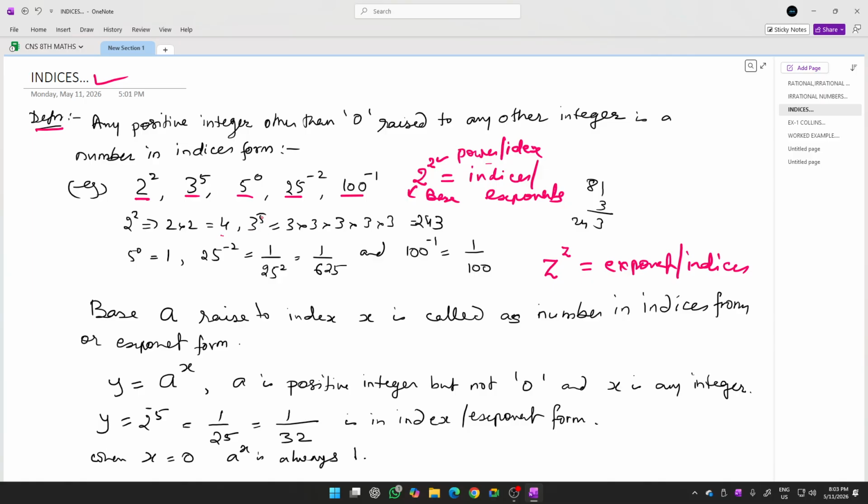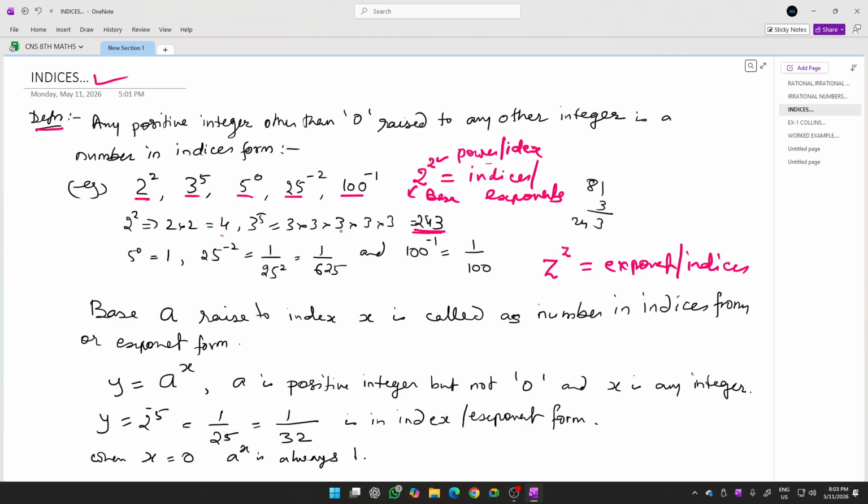3 raised to 5. In 3 raised to 5, this is a number in the index form, or indices form, or in the exponent form. 3 is the base of the number and 5 is the index or the power. The meaning of this is you have to pick up this 3 and multiply it 5 times, because in the index or in the power you have a 5. So 3 into 3 into 3, 5 times you have to multiply. Whatever answer you get by multiplying this 3 five times, that will be the value of 3 raised to 5. It works out to 243.